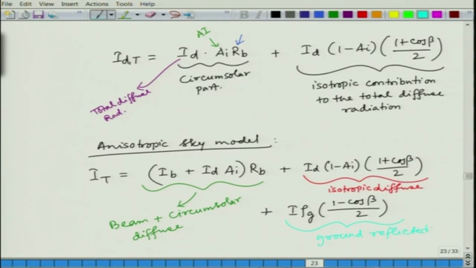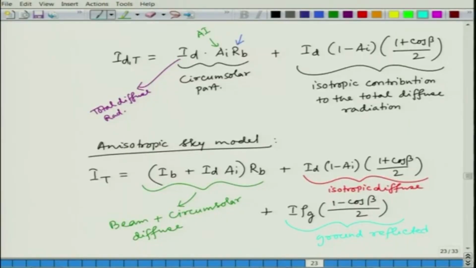And again it is diffuse radiation, as we are assuming that the ground is not a specular reflector, but a diffuse reflector. Okay. So, again this is diffuse radiation. Okay. So, that is what the anisotropic sky model gives us.